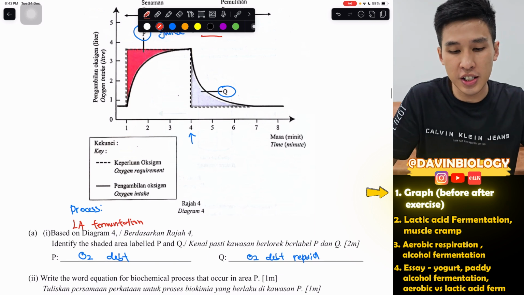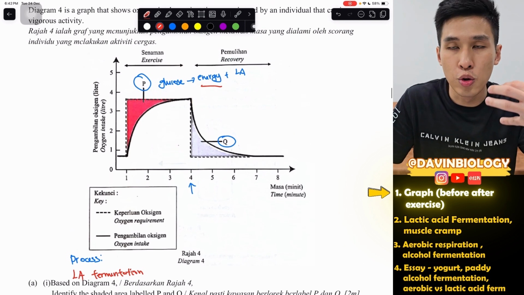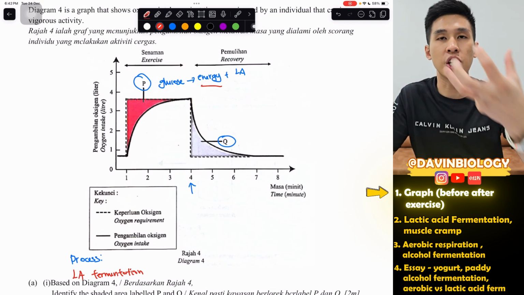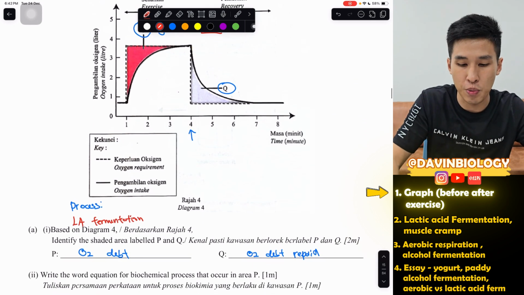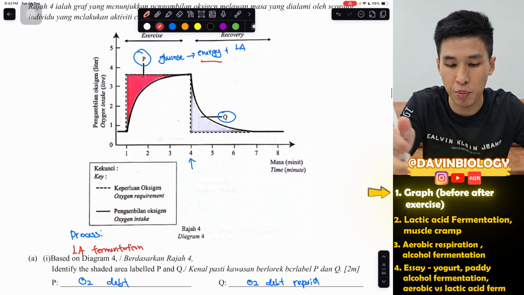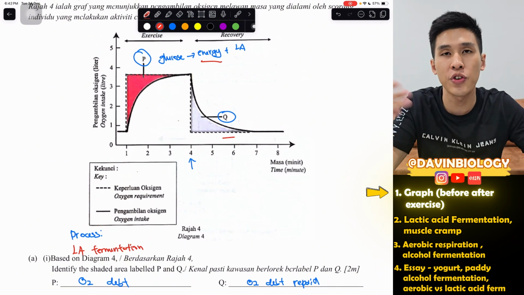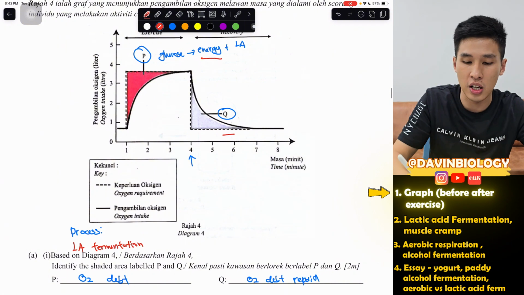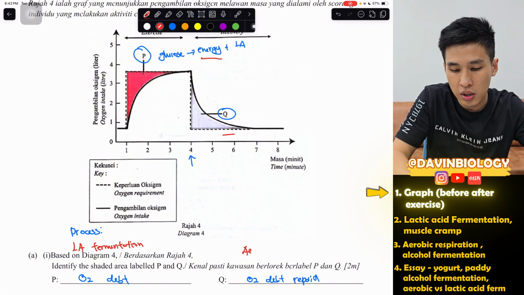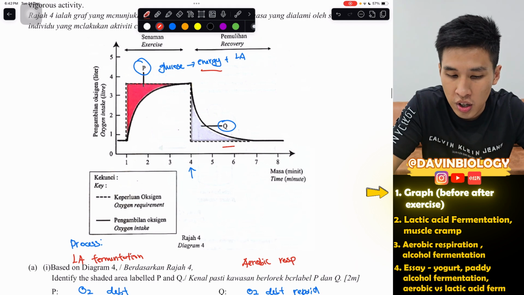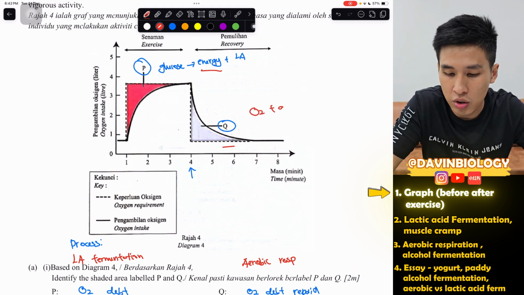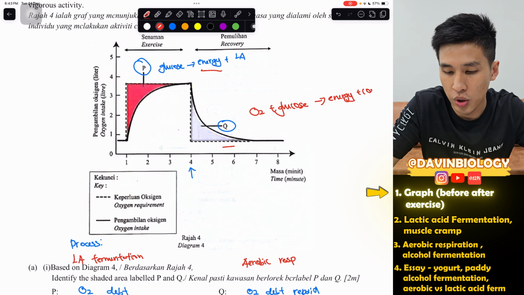And when you finish exercising already, you don't lack oxygen anymore. The oxygen you inhale is enough. So we undergo normal respiration. If they ask you the process that occurs here, after your exercise, you're not lacking oxygen anymore, we undergo aerobic respiration. So over here, you are inhaling oxygen to oxidize glucose properly to get energy, CO2, and water.